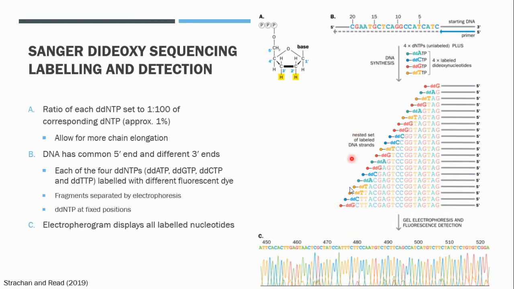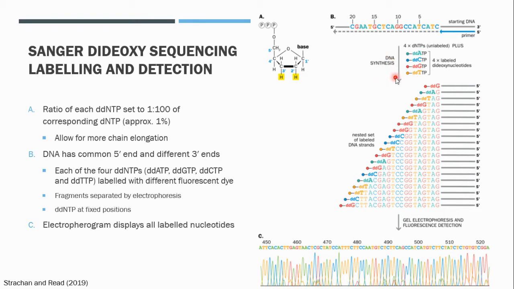Now, in the reaction, we'll have variable lengths of 3' ends, and these ends are then separated or resolved according to size using electrophoresis. In addition, the dideoxynucleotides are also labeled with a fluorescent dye or differently colored dye. So when a dideoxynucleotide triphosphate is added, it also emits a specific light signal depending on the base that was present at that location.